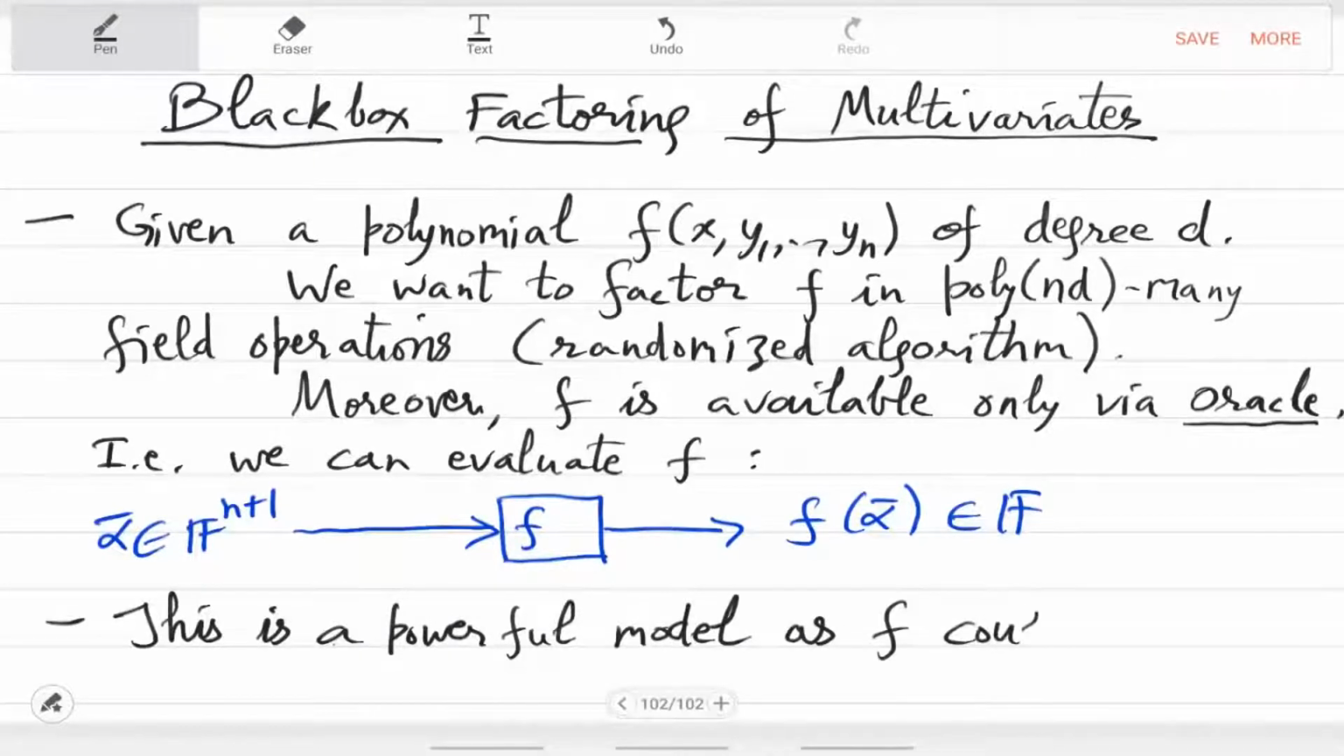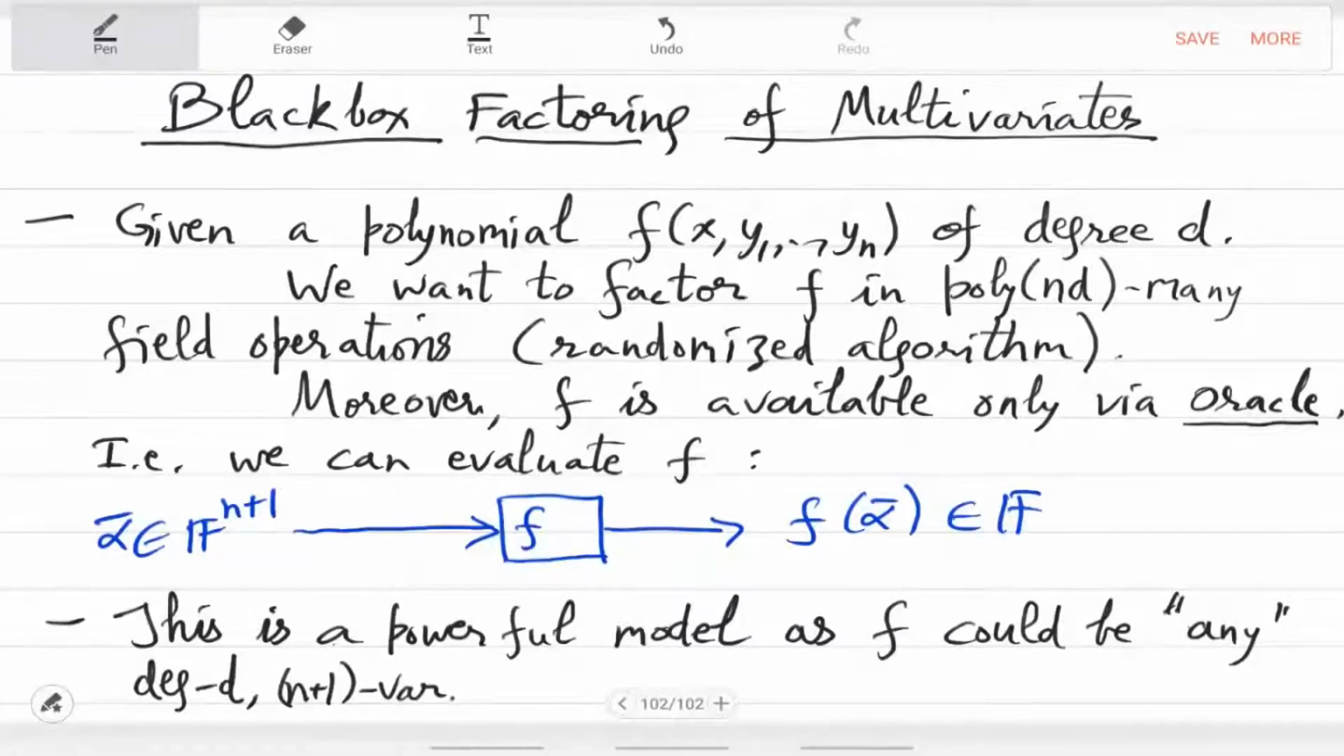As f could be any degree d, n plus 1 variate polynomial, we are storing this polynomial by means of these evaluations. There is no storage. There is only this box given to you, and the box takes unit space, not dependent on properties of f. But there is also this promise that it computes a degree d, n plus 1 variate polynomial. And you only want to be polynomial in n and d.